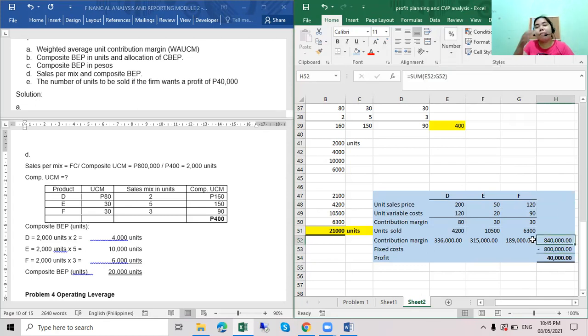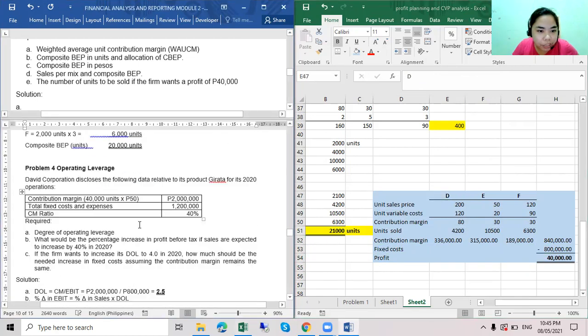You can see that if you want this profit, just add the desired profit to the fixed cost, divided by your contribution margin, using the break-even point formula. That is the number of units sold in order to have that desired profit. So that is the shortcut. That is the checking, class.